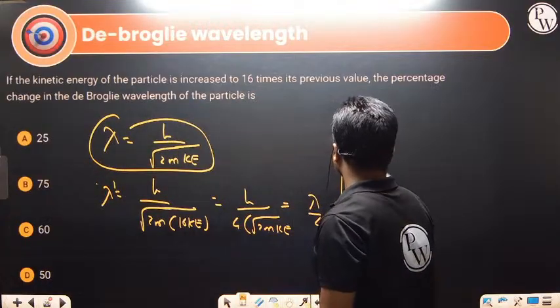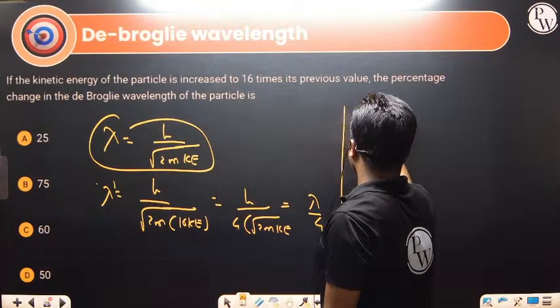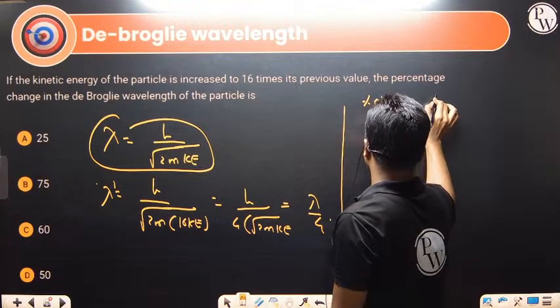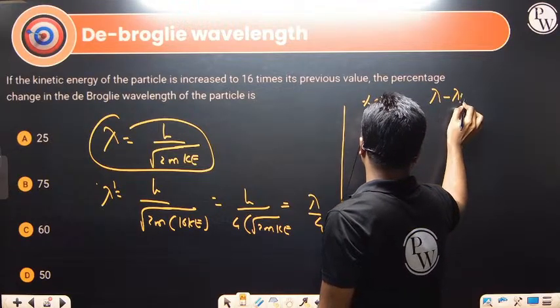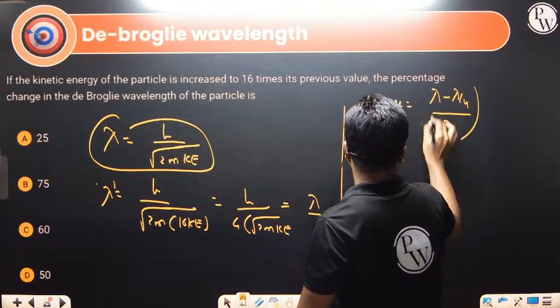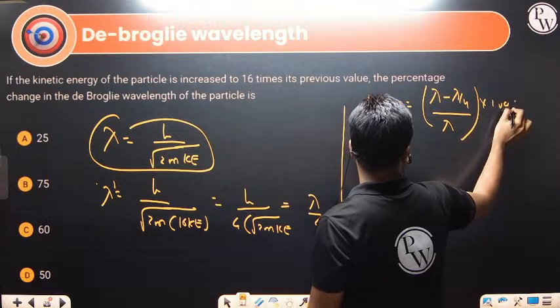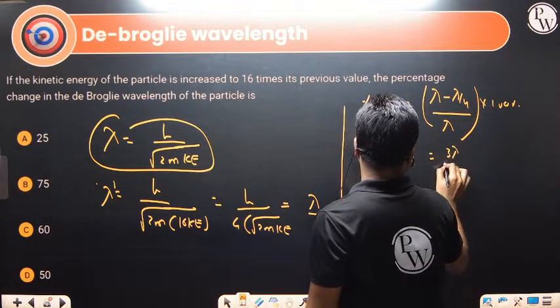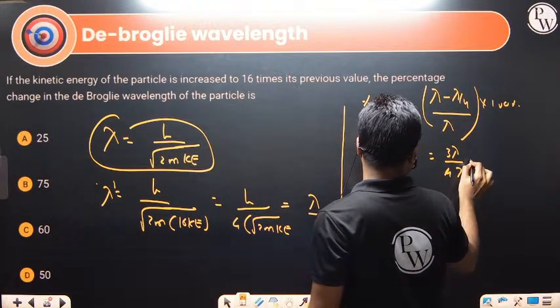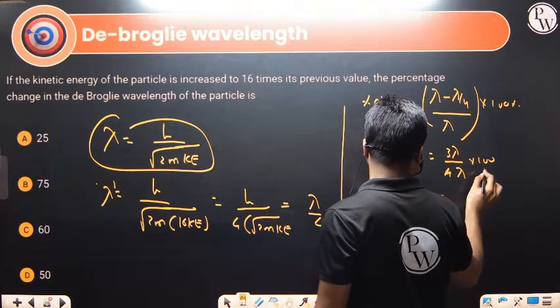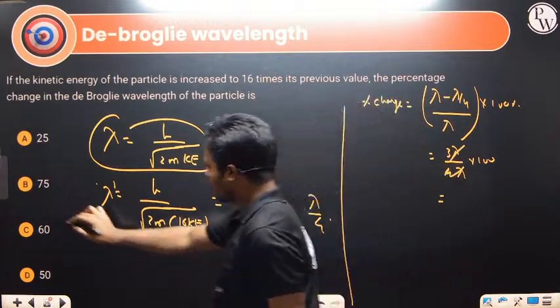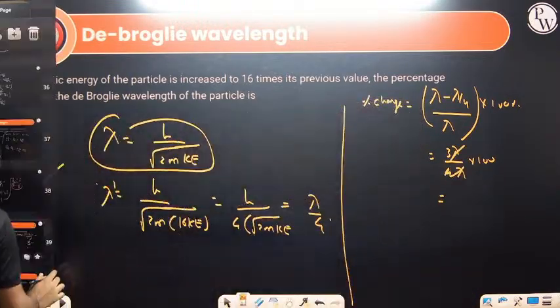Percentage change in wavelength. What is percentage change? We'll be writing here lambda minus lambda by 4, divided by initial, lambda, multiplied by 100%. So we're getting here 3 lambda by 4 divided by lambda multiplied by 100%. So we're getting 3 by 4 into 100. Lambda, lambda cancel. Answer is 75%. Right.